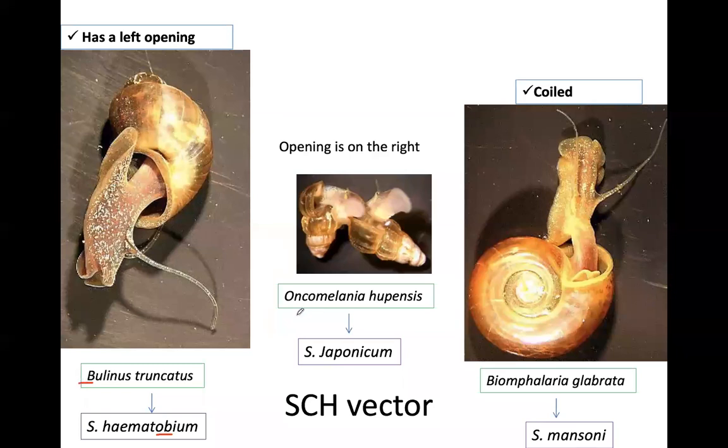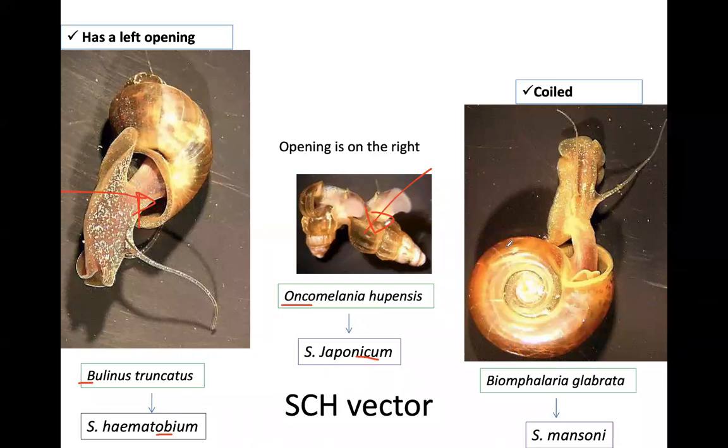And then you could think of Oncomelania and japonicum. Japonicum has a C, and Oncomelania has a C. These are typical features you could think around it. And then mansoni, you could figure out a way for you to remember. But the differences between these three species is their opening. So Bulinus opens to the left-hand side. What does it mean? It means if you want to enter, you have to enter from the left-hand side, while these other ones, you enter from the right-hand side, right? So that's the differentiation between Bulinus and Oncomelania.